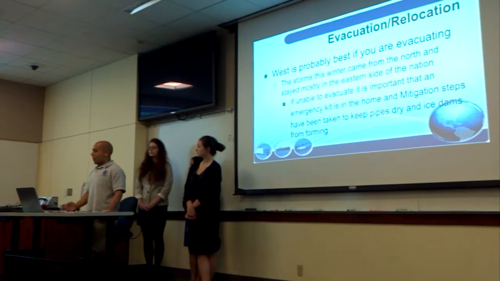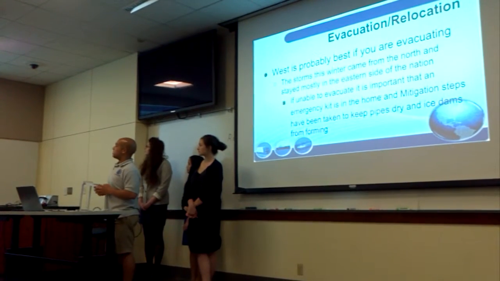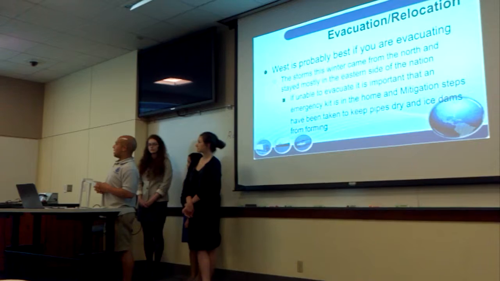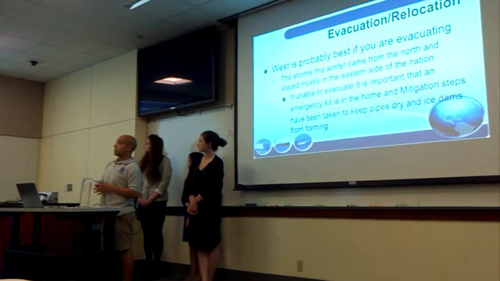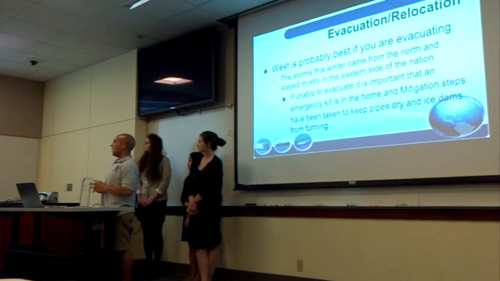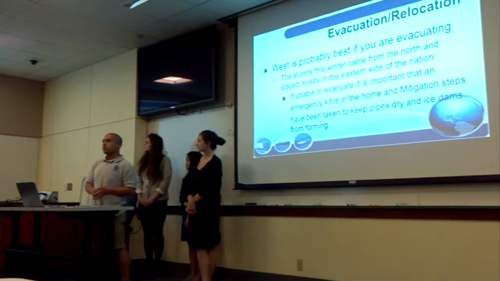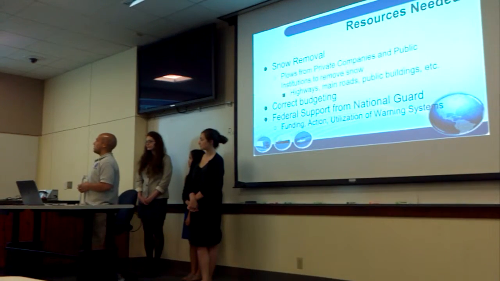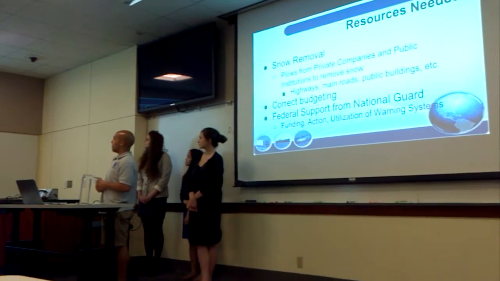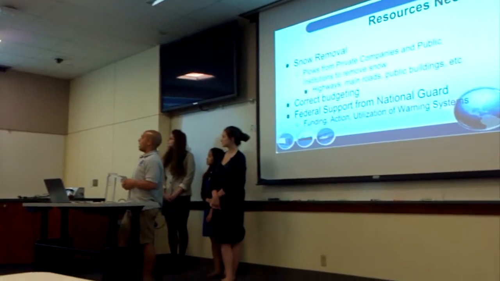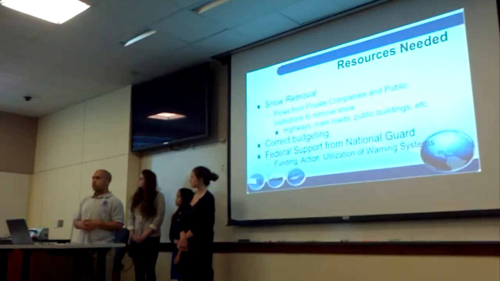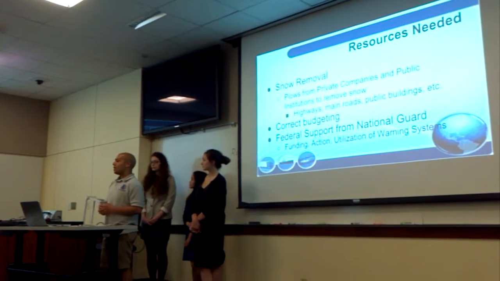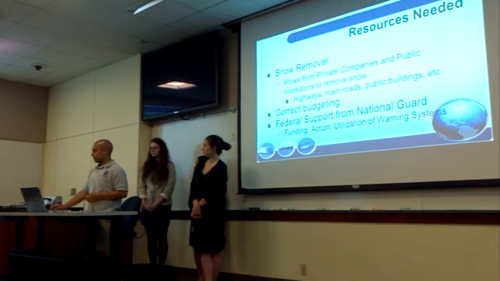Evacuation and relocation. West and actually south is probably the best in a situation where it is coming from the northern polar cap. And if you're unable to evacuate, it's also important to have an emergency kit in the home. And also to take precautions to make sure the pipes don't freeze and ice dams don't build on the roof of your home. And then resources needed: snow removal, like plows from private companies and public institutions that remove the snow on highways and roads, around public buildings like hospitals and schools and such. Correct budgeting, as well as federal support from the National Guard, funding action and utilization of our warning systems.